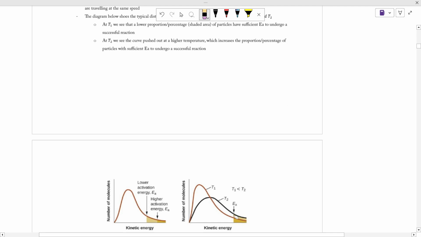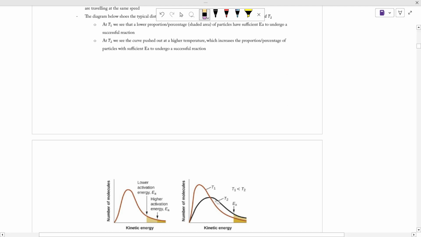And basically that point there where it says EA is the activation energy threshold, right? So anything below that, to the left of it, the particles and the reactants don't have enough activation energy to successfully react. Anything at that point and above it, they will have enough activation energy to successfully react and collide. So at T1, you see a smaller portion. That shaded area under the curve represents the proportion of reactants that have sufficient activation energy to successfully react.